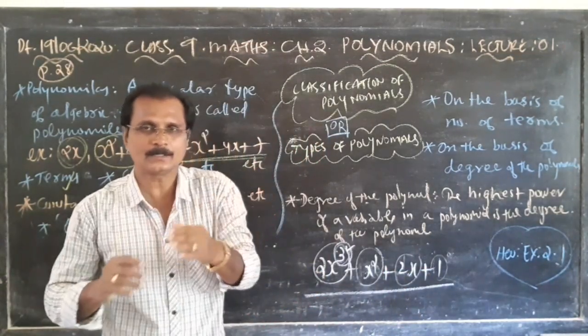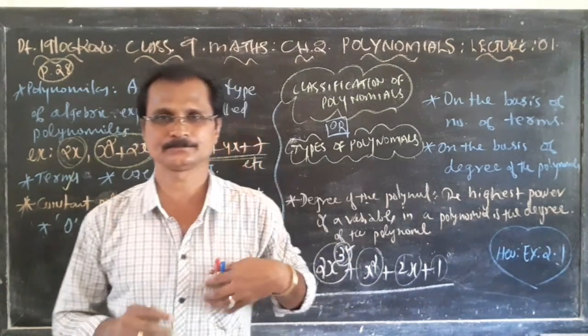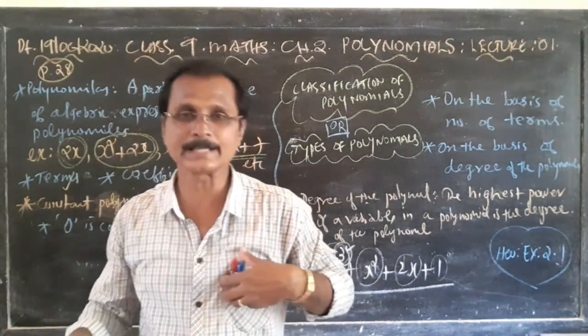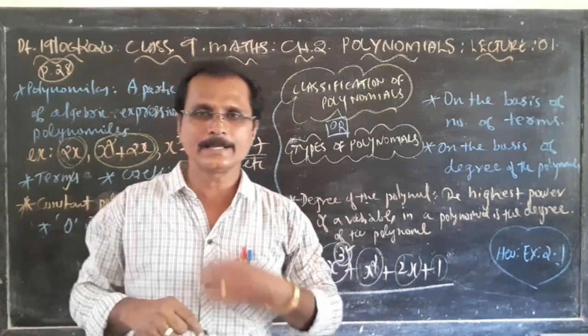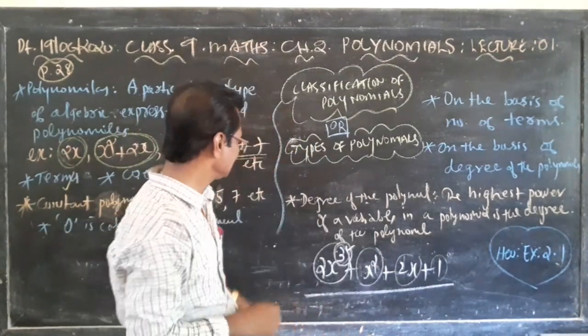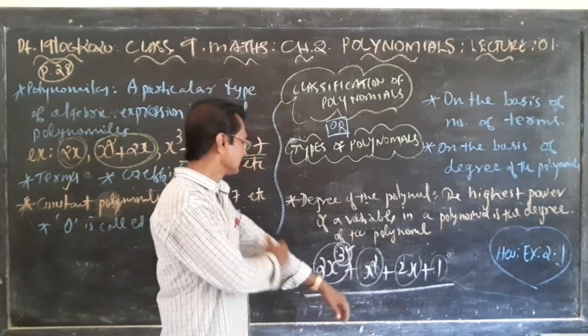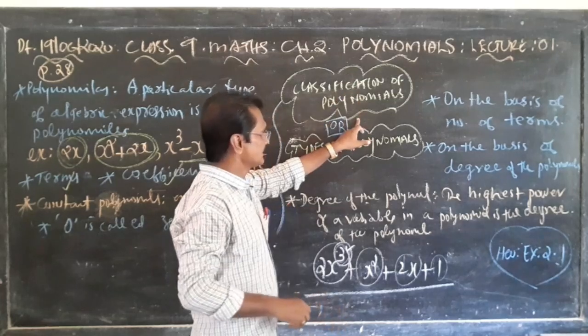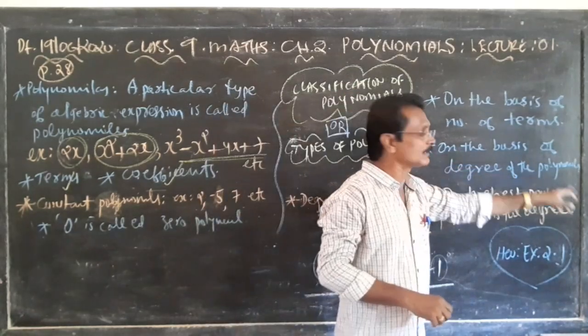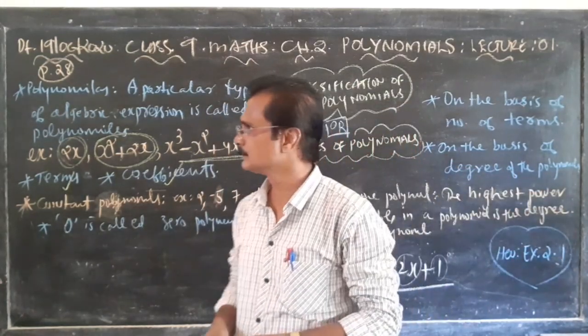We need to find the highest degree term. So that is the degree of the polynomial. Now, again the classification. The second classification is on the basis of the degree of the polynomial.